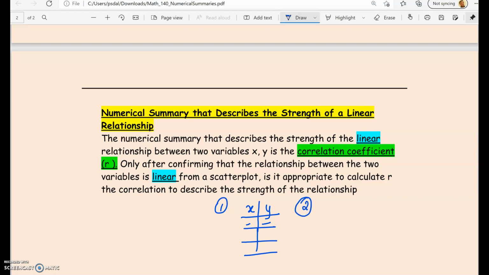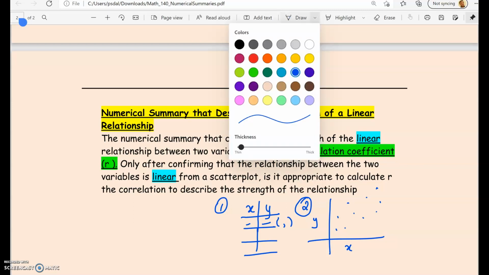And our second step is we make a scatter plot, and we plot the xy pairs. And this is what we have. We have the explanatory variable on the x-axis and the response variable on the y-axis. The reason why we plot the scatter plot is to find a pattern.